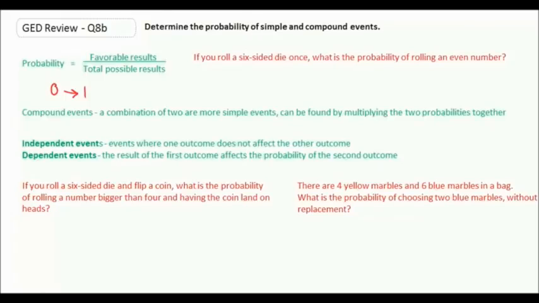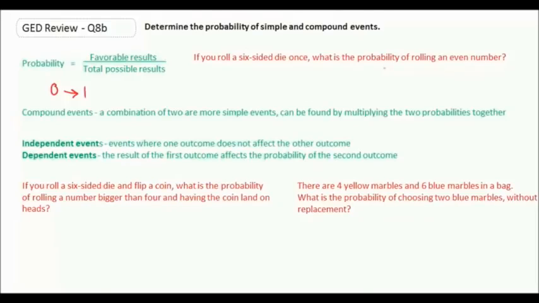But most of the time, our probabilities are going to fall somewhere in between the two. You can write probability as a fraction, a decimal, or as a percent, but you have to make sure it's between 0 and 1. So if we roll a 6-sided die once, what is the probability of rolling an even number?